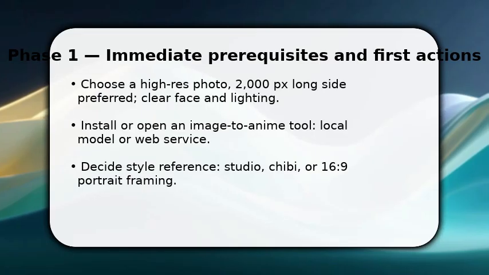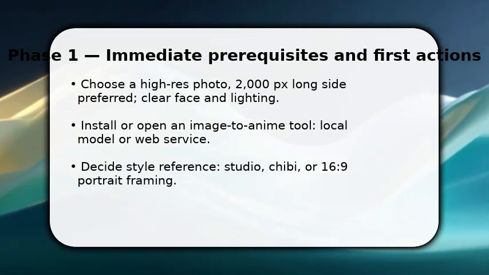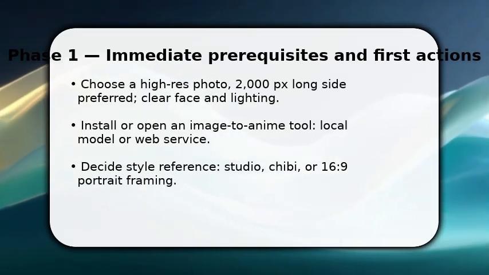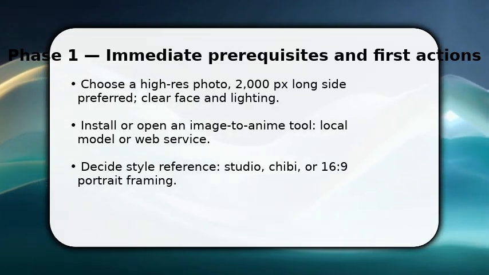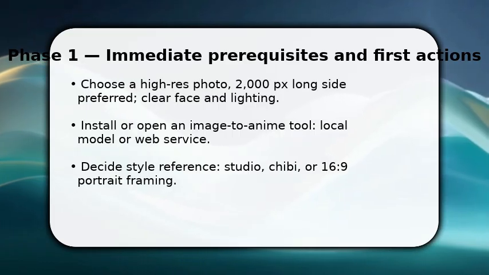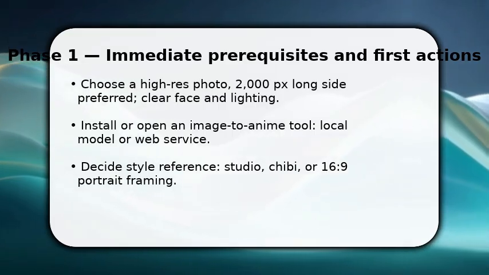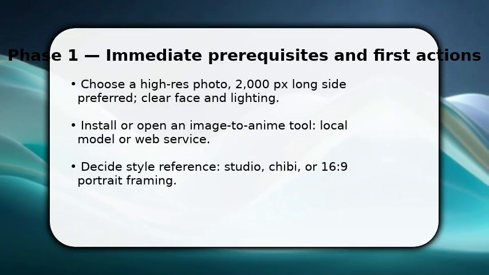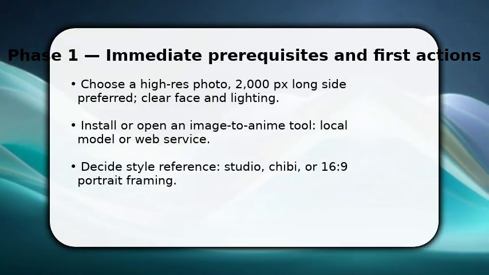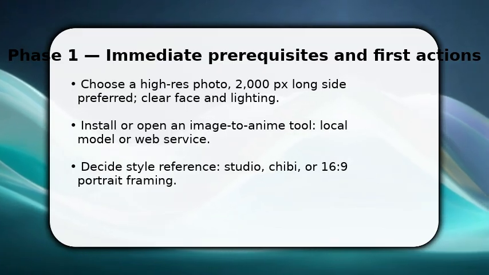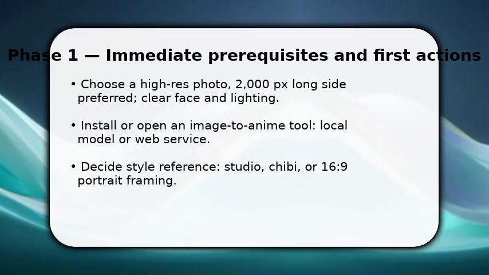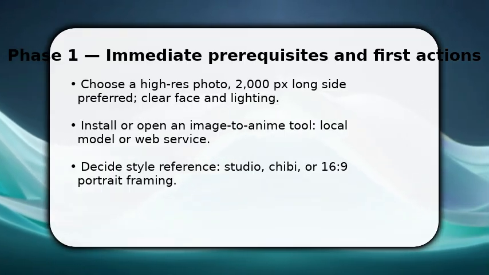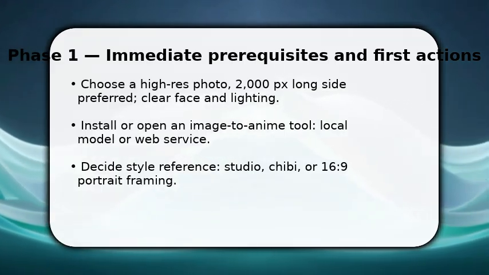You start by picking a clean, high-resolution photo. Make sure the subject is well lit and faces the camera. Next, open your Image to Anime tool, local model for privacy, or a web service for speed. Once chosen, set a style reference so the model knows whether to aim for studio realism or simplified chibi. You also adjust basic crop and composition now, because getting framing right first saves time later. So do that before you hit the transform button.